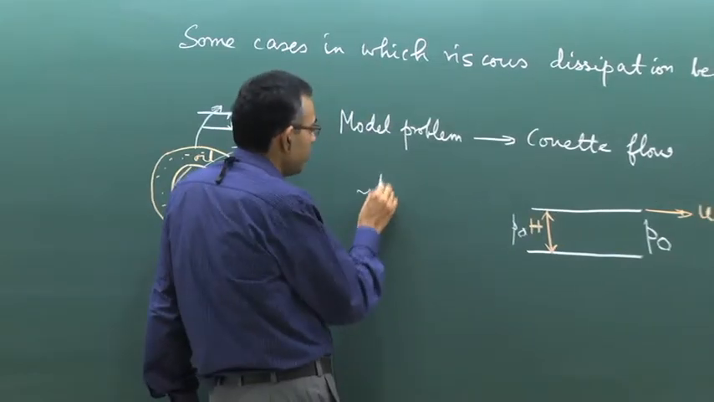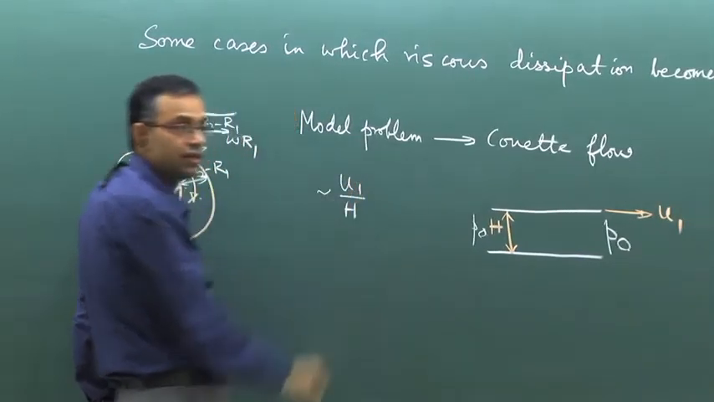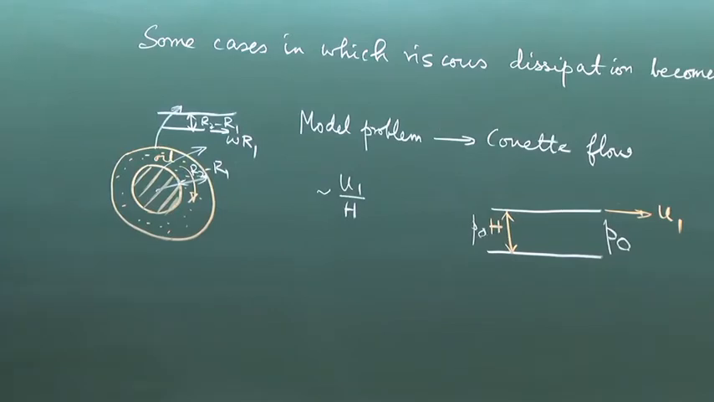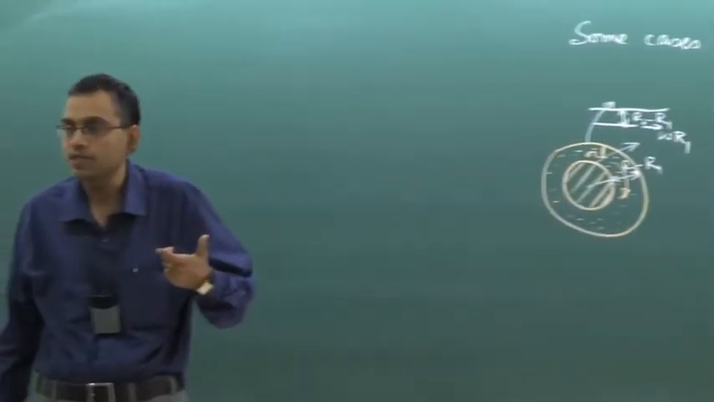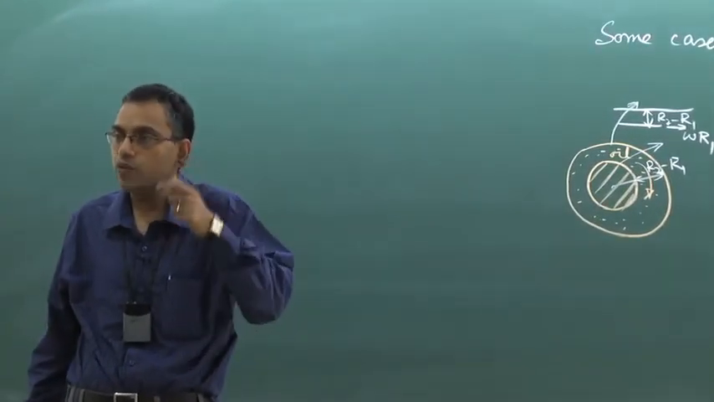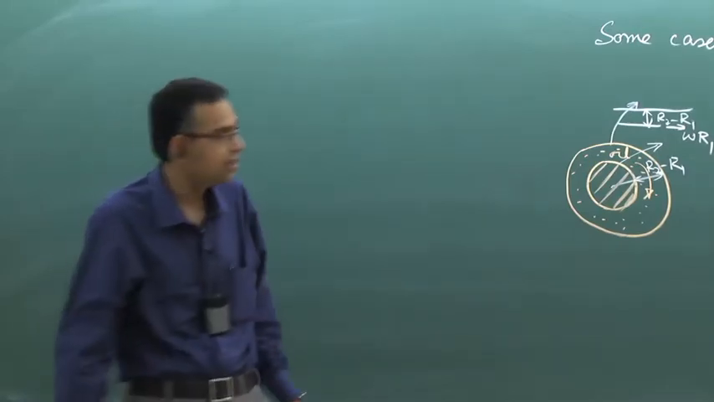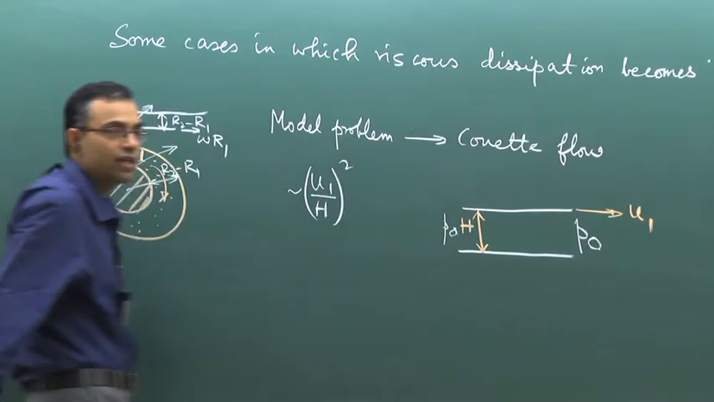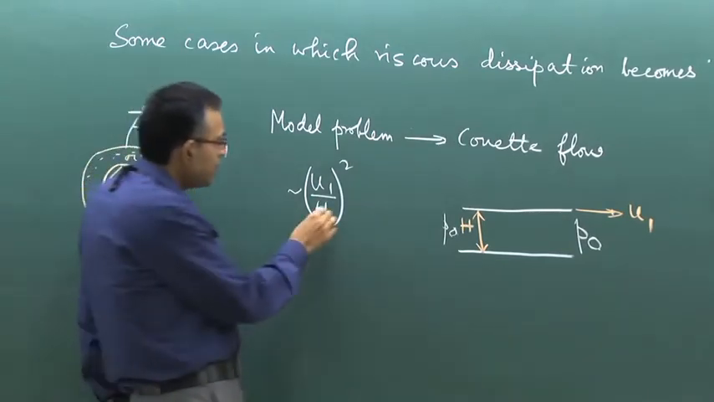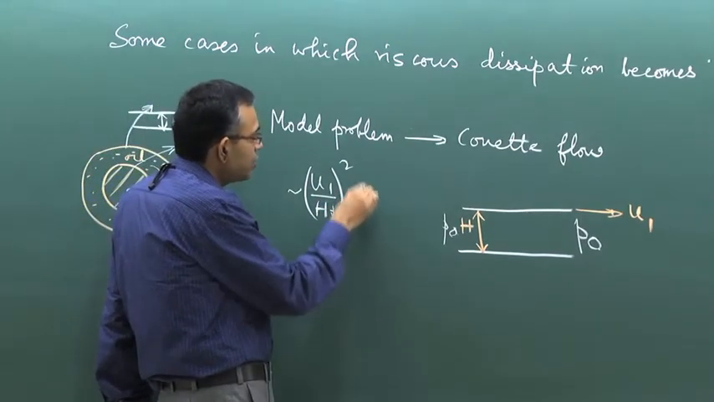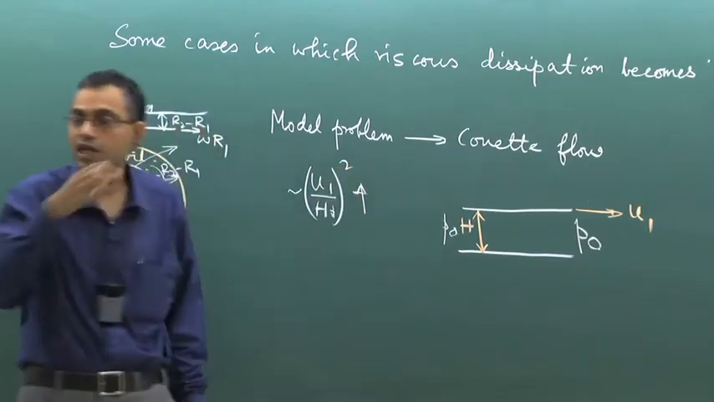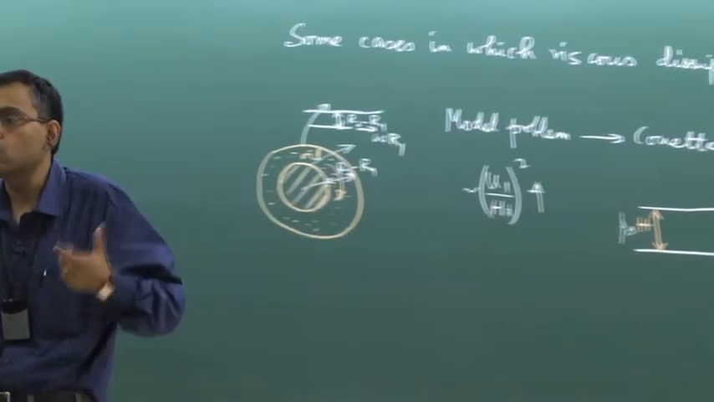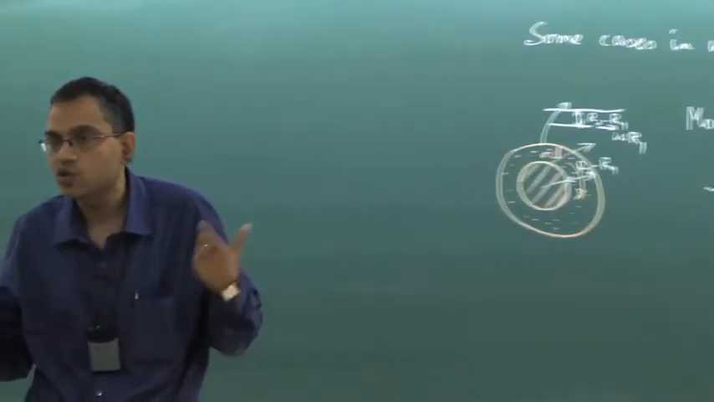The order of magnitude of the velocity gradient is u1 by h, and if you recall the viscous dissipation terms, the viscous dissipation terms scale with the square of the velocity gradients. So, your viscous dissipation term will scale with this. So, if h is small, then this will be large, and then viscous dissipation will have a big role to play. So, what will viscous dissipation do?